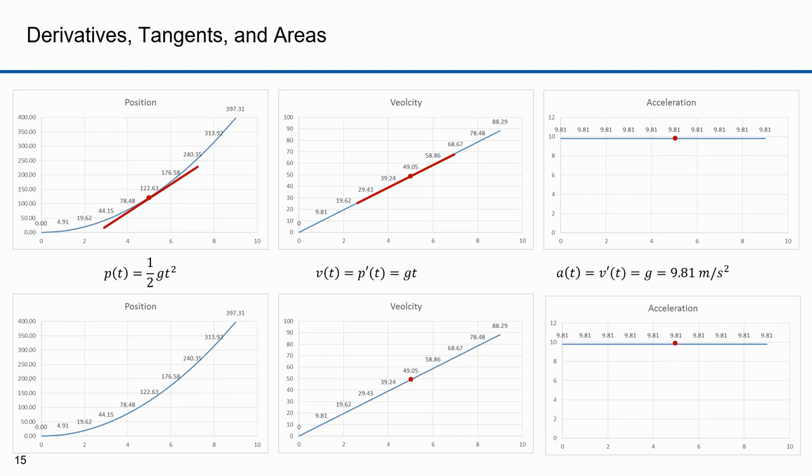49.05 corresponds to 5 on the velocity graph. 49.05 is also the area of this rectangle. It's the area under the 9.81 acceleration line.